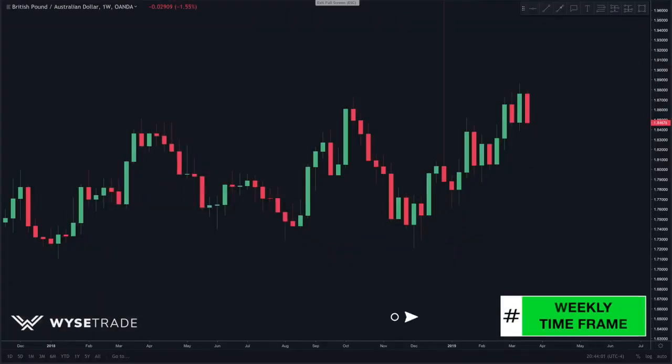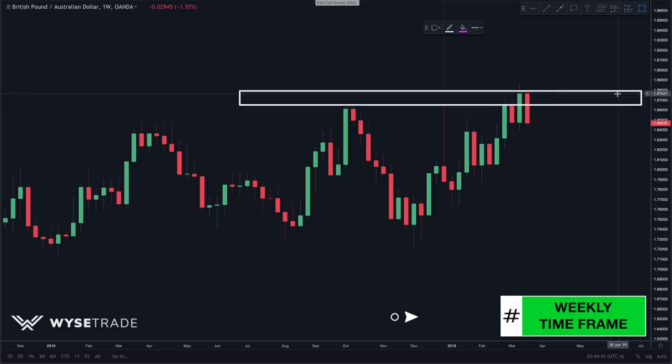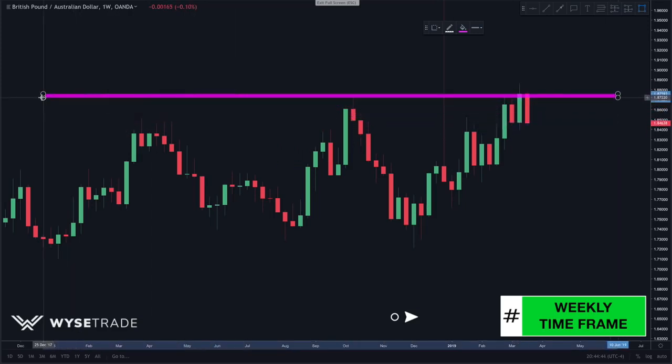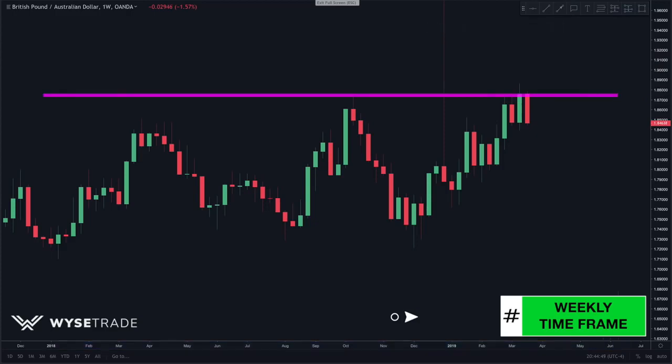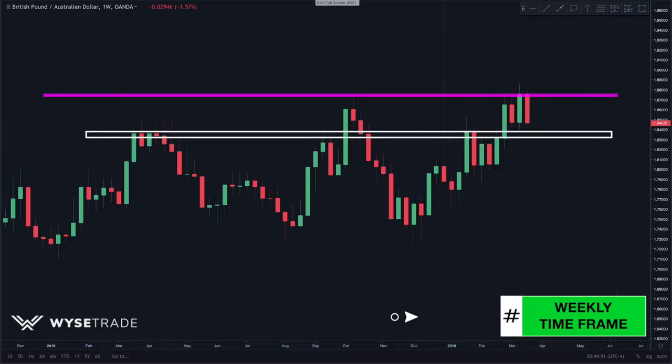Here's the pound Aussie, and again starting from the weekly time frame. Along the top, we have this obvious level here, so we draw it in. Moving on down, we have this next level here with multiple rejections, so we draw it in.